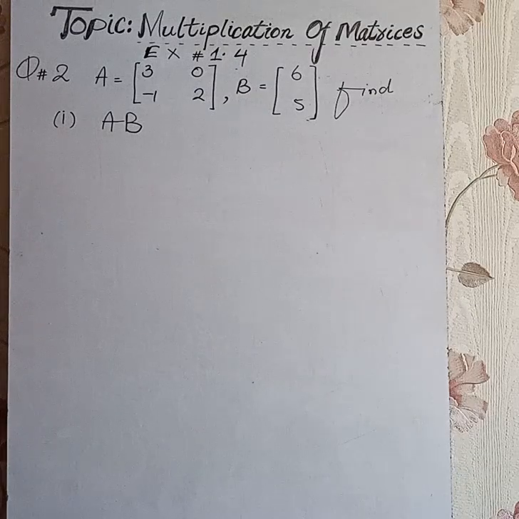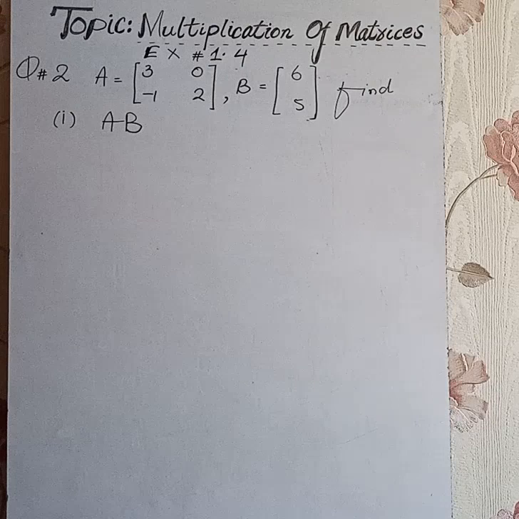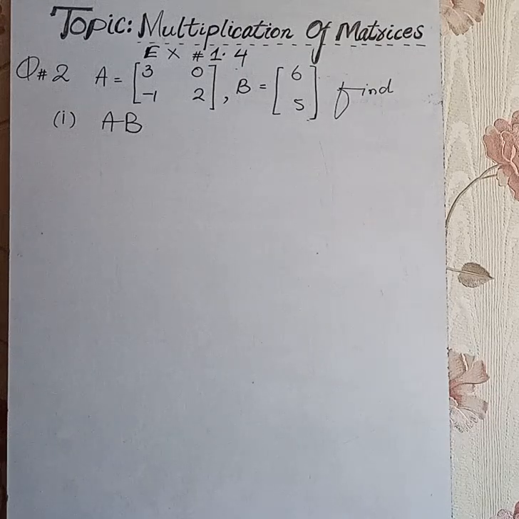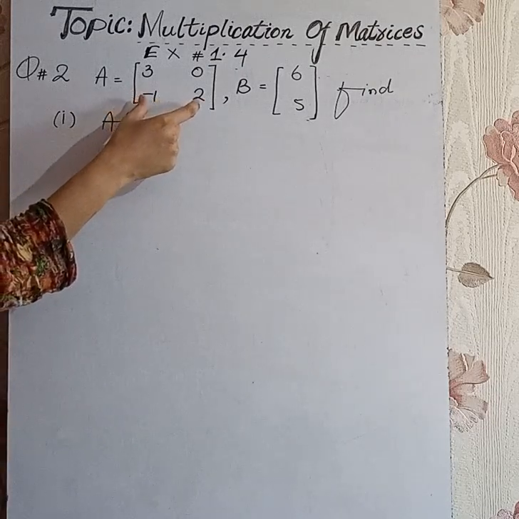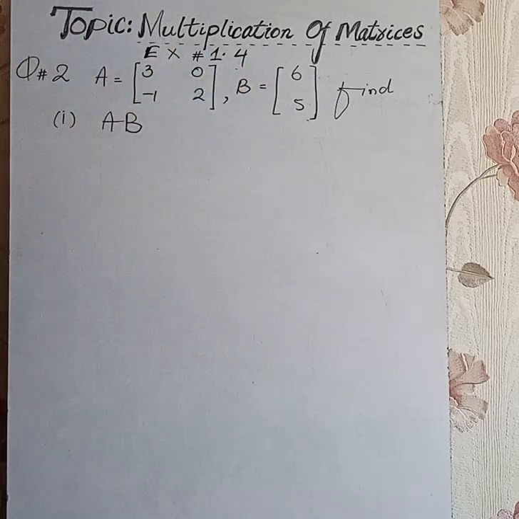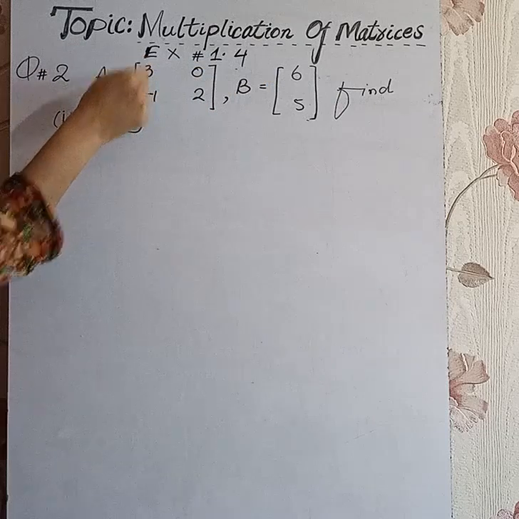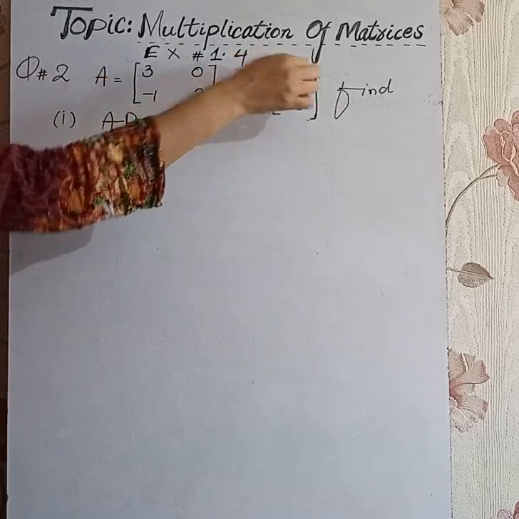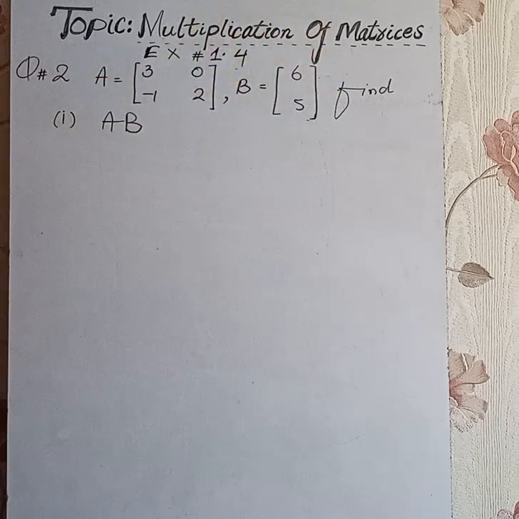In the previous question, we checked for the compatibility of their multiplication. Compatibility was: if the first matrix has the number of columns equal to the number of rows of the second matrix. So this has 2 columns and here are 2 rows. So these matrices can be multiplied. So how are we going to multiply them?